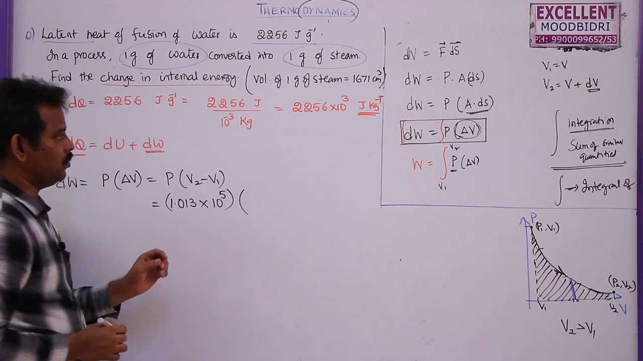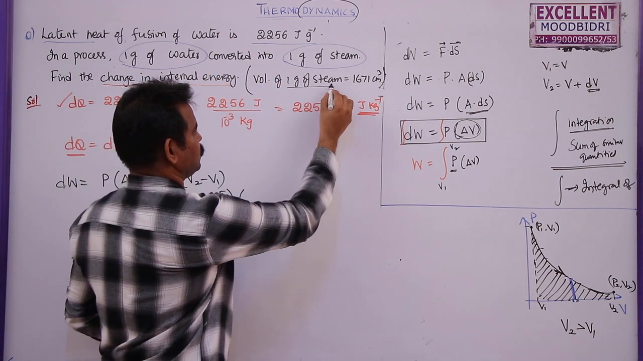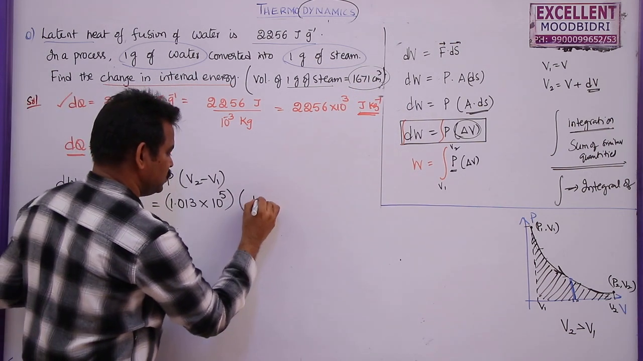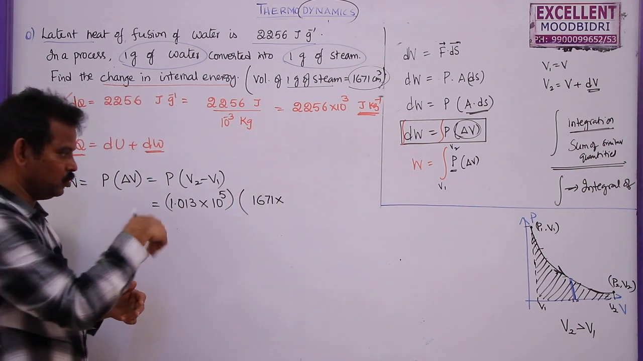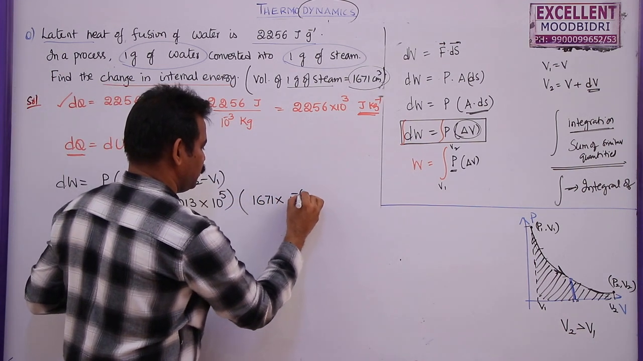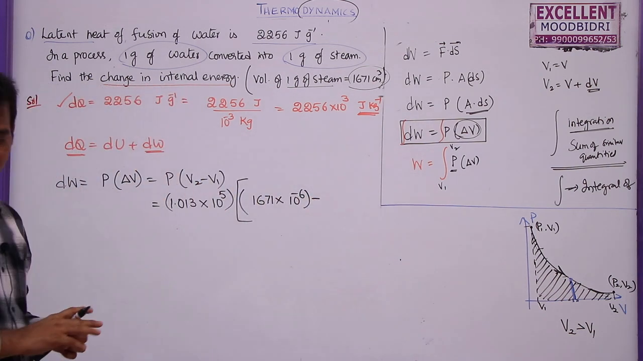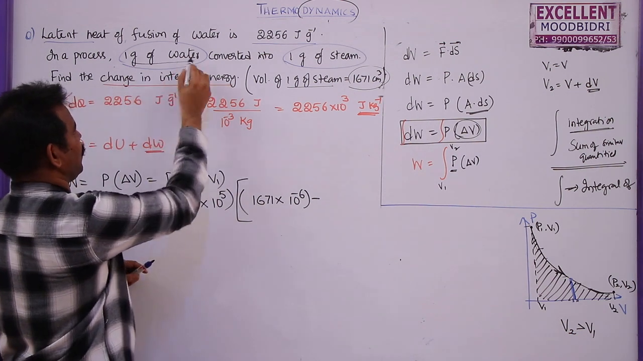And what is the final volume? Here it is given. It converted into steam, and 1 gram of steam is equal to 1671 centimeters cube volume. So this is 1671 into 10 power minus 2, whole cube, which will be 10 power minus 6. So this is the volume of the steam, minus the volume of the 1 gram of water.